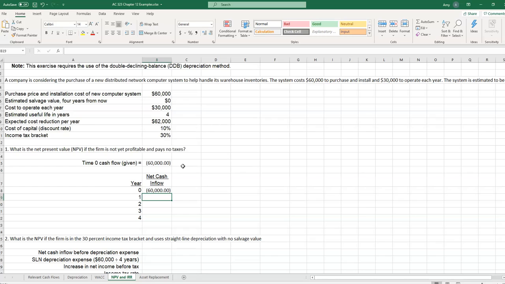So we just need to look at what those cash flows are. We see here that we expect to save $62,000 a year. So that's a positive. And it's going to cost us $30,000 a year to operate it. So that's our outflow. So our net cash flows for the year are the positive cost reduction minus the operating costs, or $32,000.